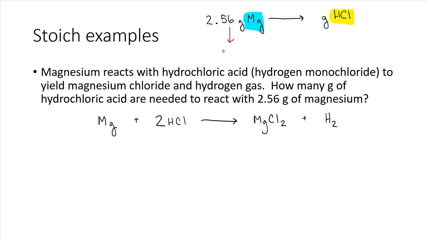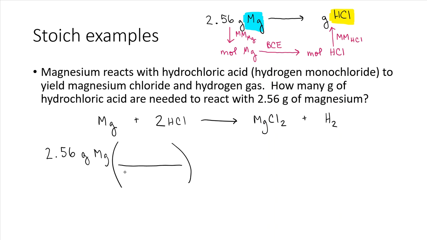We're going to go from grams of magnesium into moles of magnesium. That's going to use the molar mass of magnesium. We're going to go from moles of magnesium to moles of hydrochloric acid. That's going to use the balanced chemical equation to get those ratios. And then we're going to go from moles of hydrochloric acid into grams of hydrochloric acid using the molar mass of hydrochloric acid. So that's our route that we're going to take, and each arrow is its own conversion factor. So we're going to start our dimensional analysis, 2.56 grams of magnesium.